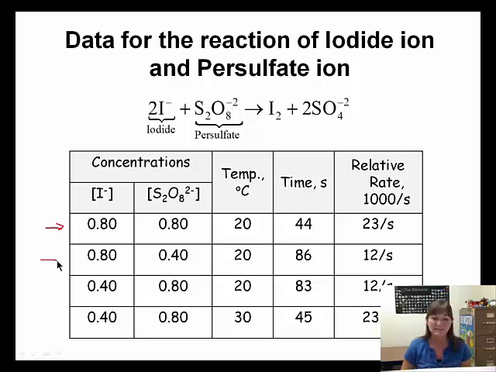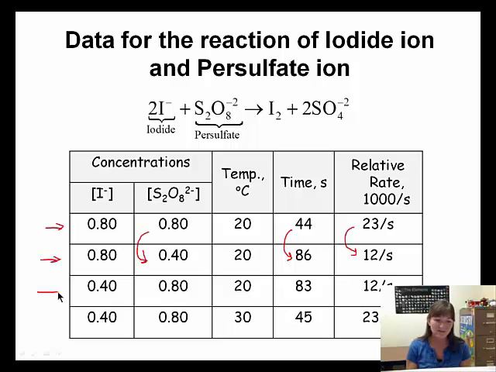Then you go and you do a second trial, and the difference here is you have cut the persulfate ion in half, so you do not have as much of the persulfate ion. And what happens? You keep the temperature constant. And now if you notice, it takes twice as long for this reaction to happen. So the rate has been decreased by half. So what you can infer from that is that if you decrease the concentration, then the reaction is going to take longer. So decrease the concentration, you decrease the rate of the reaction.